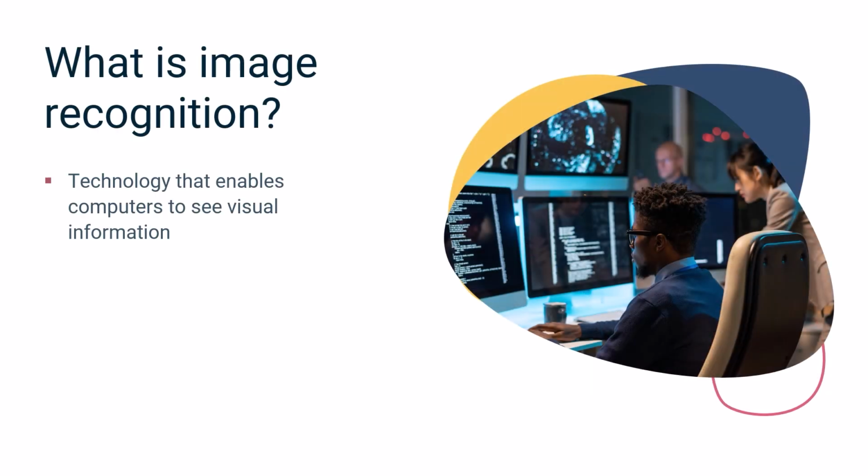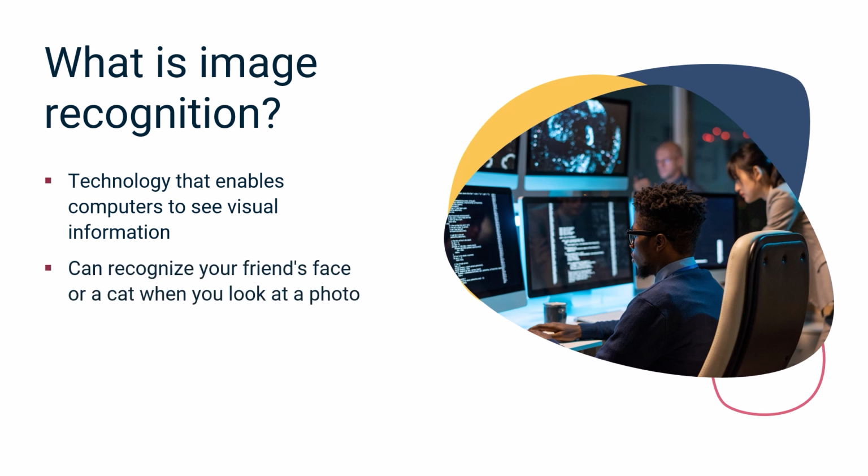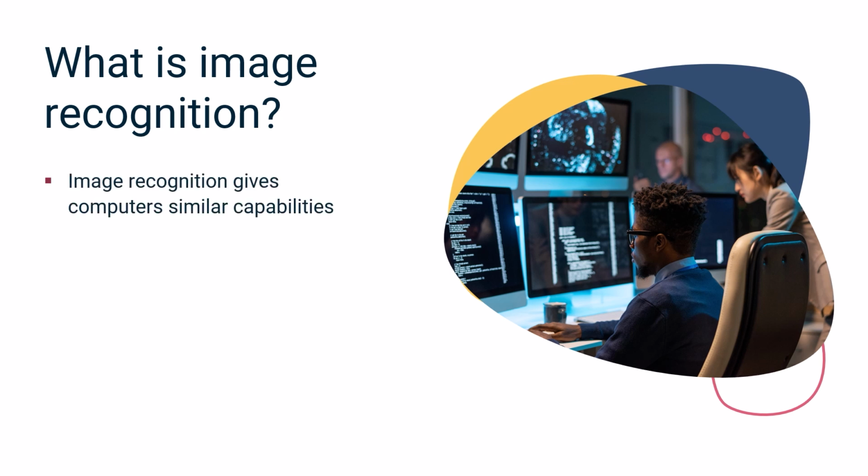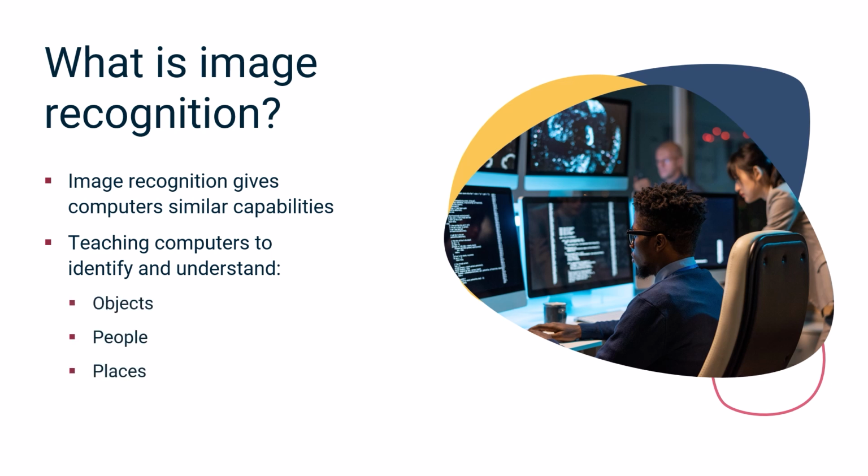Do you know about the technology that enables computers to see visual information from the world around them, like humans? This fascinating technology is called image recognition. When you look at a photo, you can easily recognize your friend's face or a cat. Image recognition aims to give computers similar capabilities. It teaches computers to identify and understand objects, people, places, and actions in digital images.